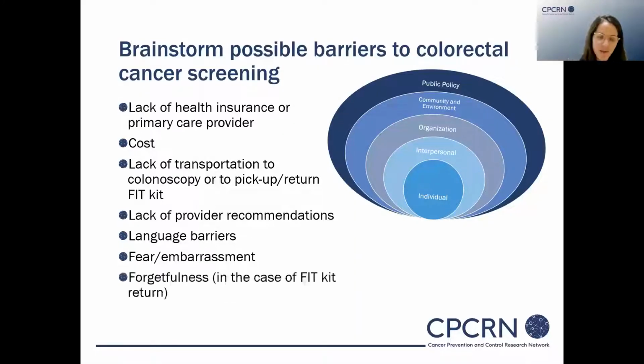Yeah, and then even just forgetfulness. That was something that came up when I did a quick literature search. You know, you might forget to return your kit. So these are all different barriers, and they all land in different places on this social ecological model. So it's helpful to kind of keep those in mind and see what you see in the literature when you're trying to kind of figure out where to start. So with that said, lack of interpersonal support.